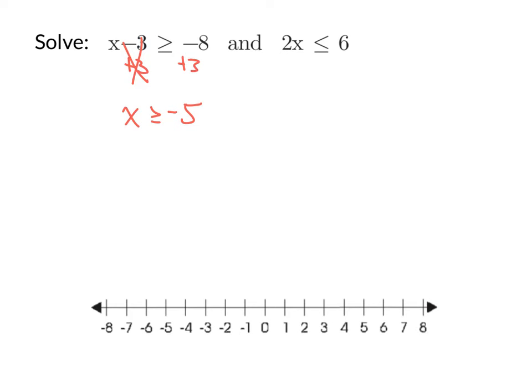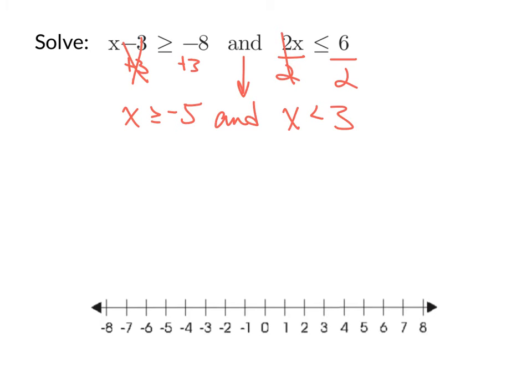For the other inequality, I have 2x < 6. We're going to divide both sides by 2. Cancel that 2, and we're left with x < 3. And we bring down the "and" to see how those two are working together.